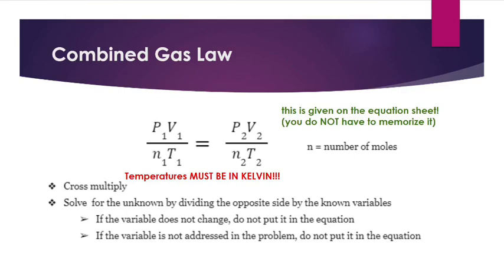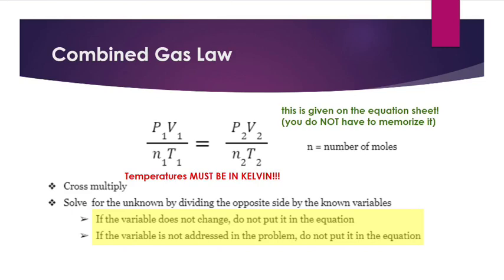Now, I'm going to talk more about these bullet points about how we solve it. We're just going to cross multiply, then divide. But another important thing for how we set it up, even before we start doing the math, is as you're reading through the problem, you've got to be able to pick out what variables are which. And if the question either says that a variable does not change, or if it's just not mentioned in the problem, we don't put it in the equation.